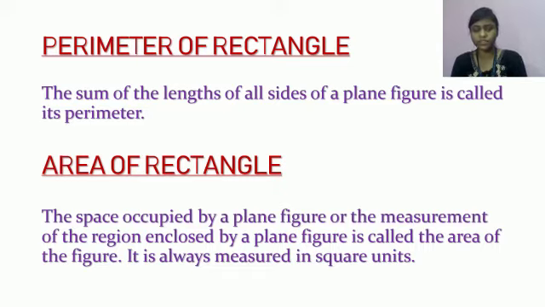Perimeter of rectangle. The sum of the lengths of all sides of a plane figure is called its perimeter. And in case of a rectangle, the sum of all the sides of a rectangle is called the perimeter of the rectangle. Also, the area of rectangle. What do you mean by that? The space occupied by a rectangle, or the measurement of the region enclosed by a rectangle, is called the area enclosed by the rectangle. It is always measured in square units.